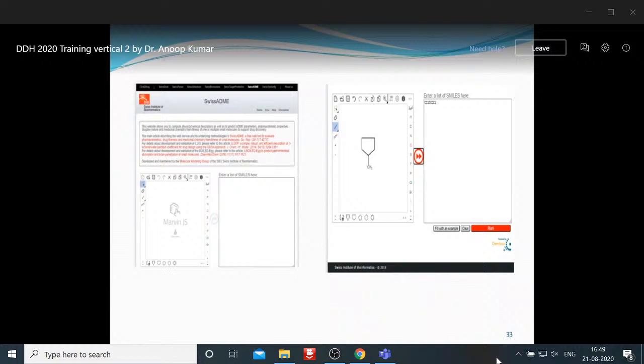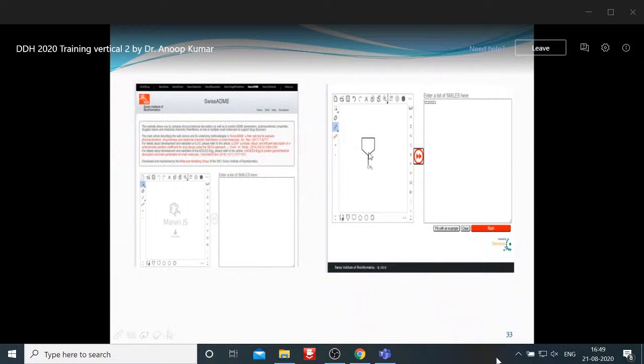But basic things you have to learn about whatever web server you are using: on what basis it's doing the predictions, on the basis of clinical data sets or preclinical, or whether withdrawn molecules are included or not.